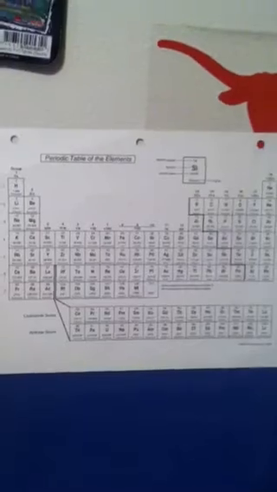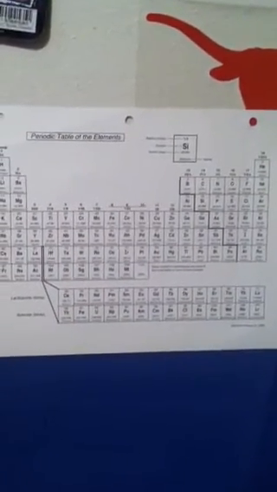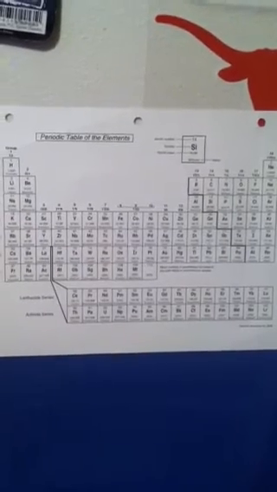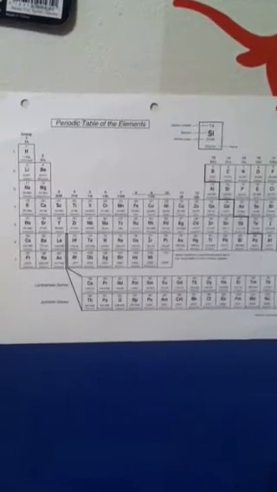The vertical columns of the periodic table are called groups, or families. Notice that they are numbered from 1 to 18 from left to right. Each group contains elements with similar chemical properties.